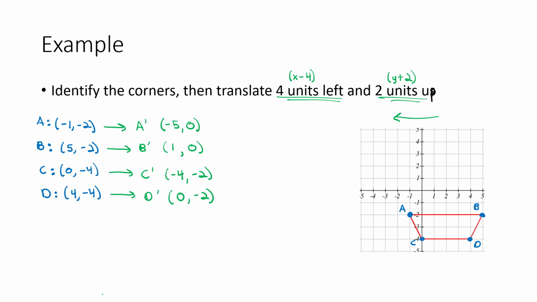So let's plug these new points into our graph. A prime, the new A, is at (-5, 0). So there's my A prime. B prime is at (1, 0). There's my new B prime. C prime is at (-4, -2). And D prime is at (0, -2). When we connect the dots, we get our new image, our new trapezoid, translated 4 units to the left and 2 units up.